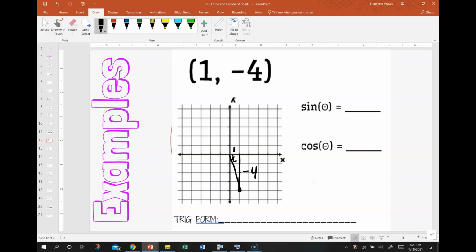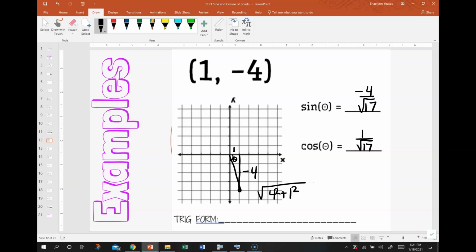So this is theta. So I need to find my hypotenuse, which is going to be the square root of 4 squared plus 1 squared, which is the square root of 17. So I'm just going to put sine is -4 over square root of 17, and cosine is 1 over the square root of 17. Yes, I could rationalize the denominator. No, I don't want to.